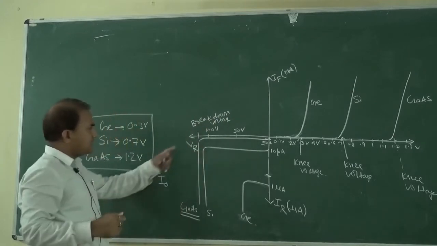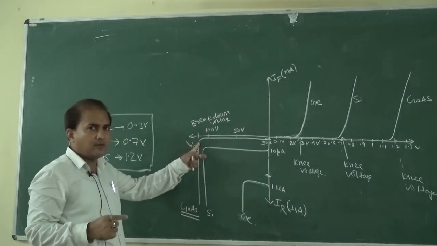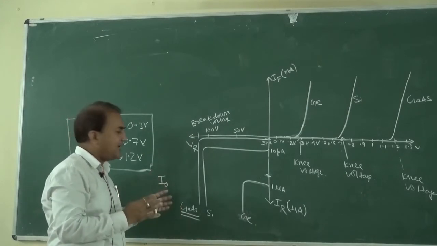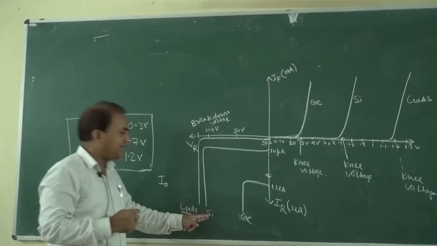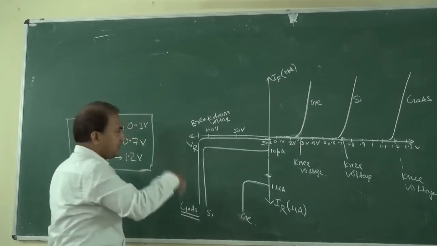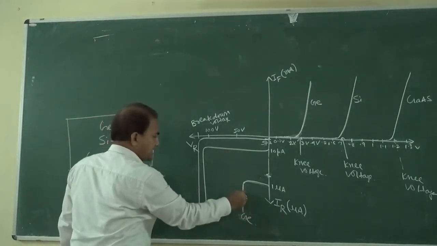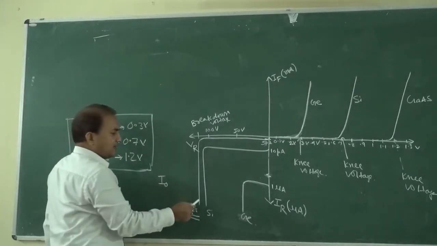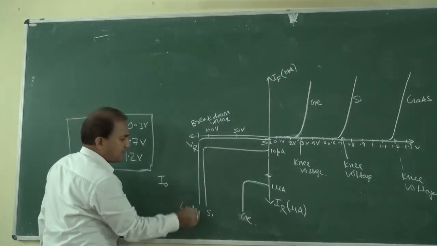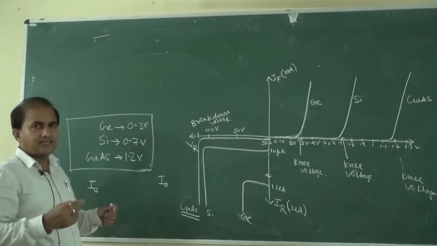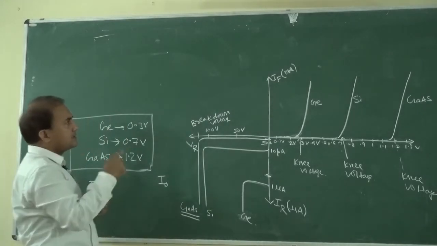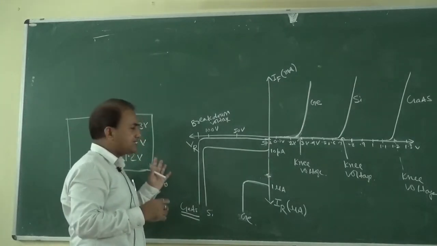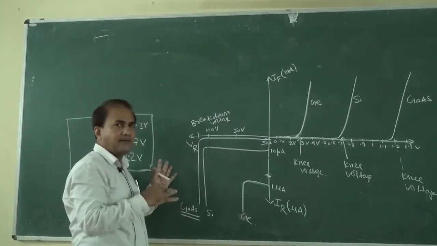The breakdown voltage, that is the reverse breakdown voltage in case of gallium arsenide, is very high as compared to silicon and germanium. In this figure we are seeing that the breakdown voltage is minimum for germanium based p-n junction diode, and it is maximum for gallium arsenide based diode. Okay, so this is the VI characteristics of p-n junction diode based on these three semiconductor materials.